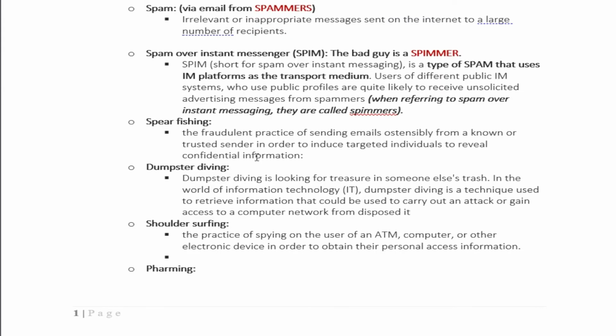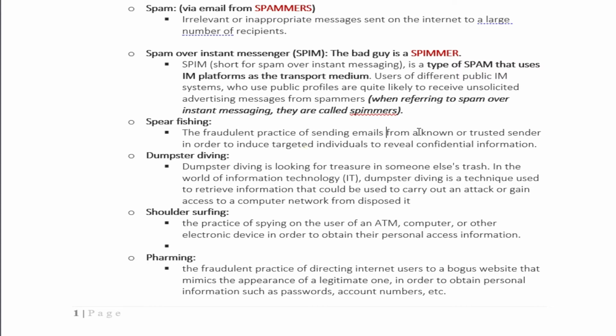The next technique we want to look at is called spearfishing. And spearfishing is the fraudulent practice of sending emails from a known or trusted sender in order to induce targeted individuals to reveal confidential information. These are all fraudulent, just bad guys committing fraud.